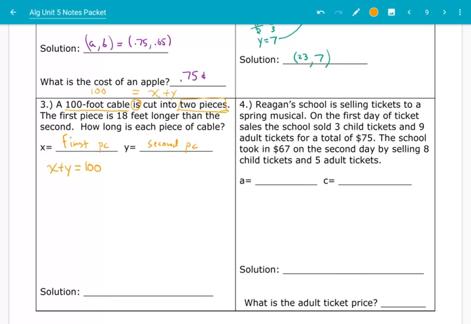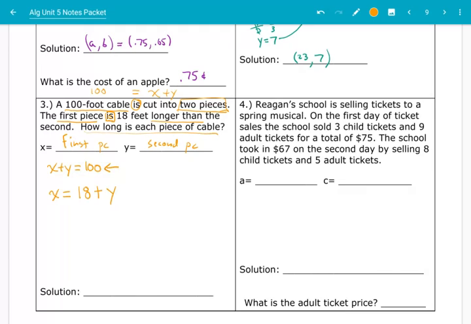So the first piece, which is X, the first piece is, remember that means equals, 18 feet longer than. That's, again, making something longer. That's making something bigger. So it's adding. So we can actually put that right there. 18 feet plus the second. There we go. And we're just going to find out how long each one is. We're going to find out how long X and Y is.